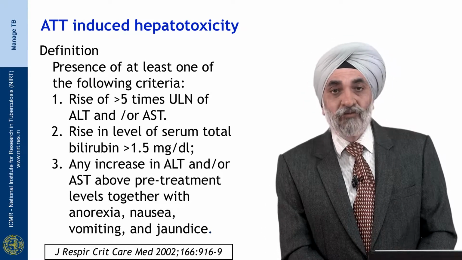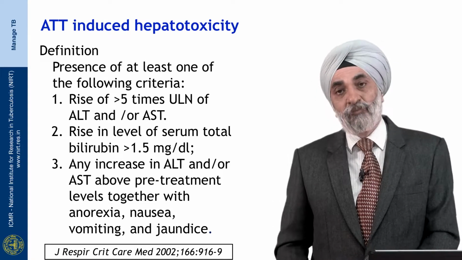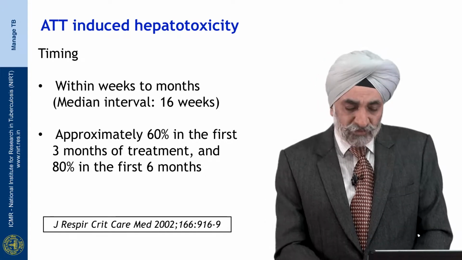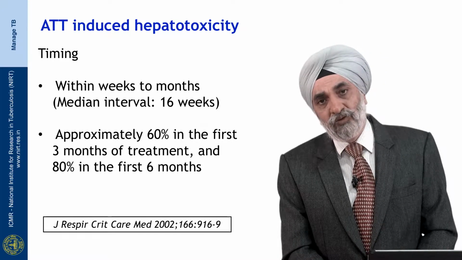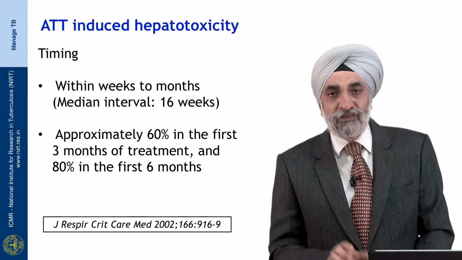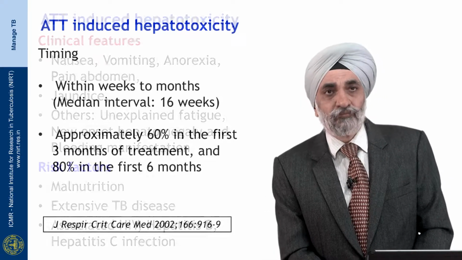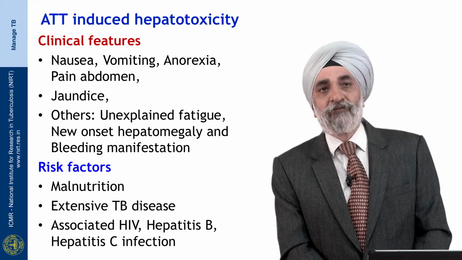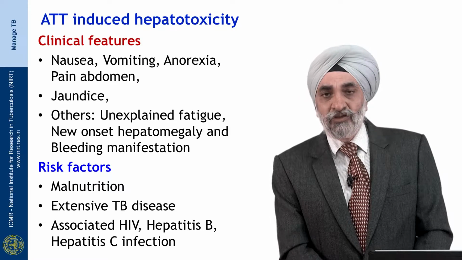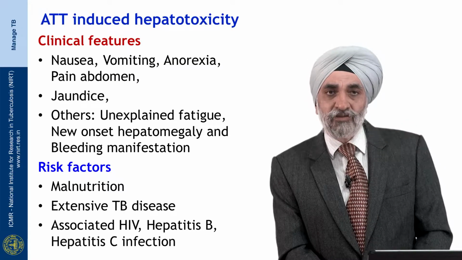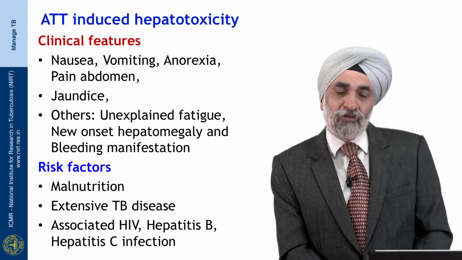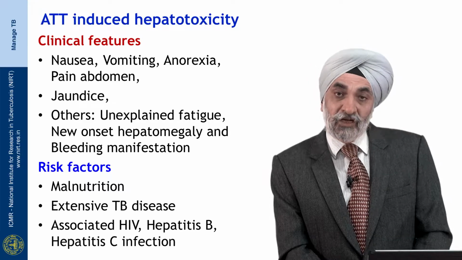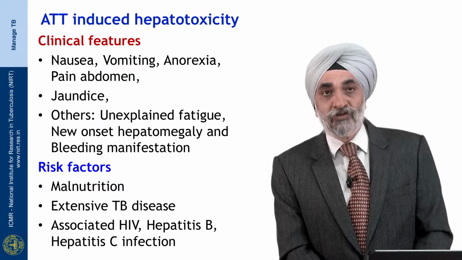But higher than that, you have to be very sure, very particular about hepatotoxicity. It can come anytime. The median interval is about 16 weeks, and most of the time it comes in the first 3 months, because that is when you are using 3 hepatotoxic drugs. The clinical features are nausea, vomiting, anorexia. You can have unexplained fatigue and you can also have jaundice. Children who have extensive disease, who are malnourished or have associated HIV or a background chronic liver disease or hepatitis B carrier or hepatitis C infected patient have a higher risk of developing the drug induced liver injury.